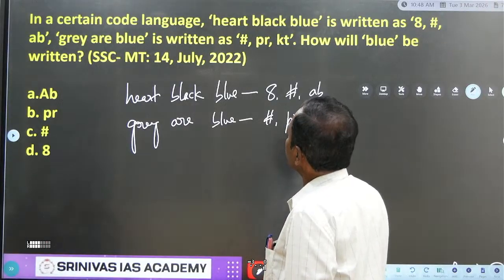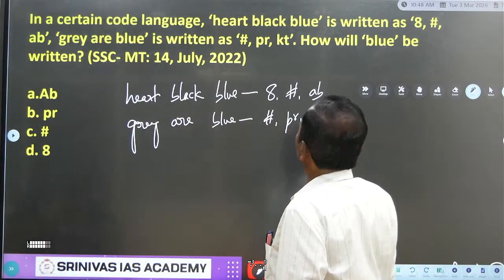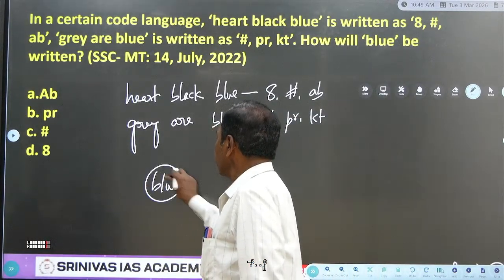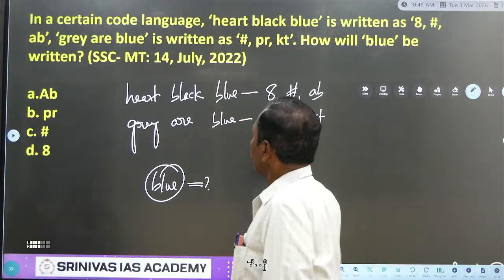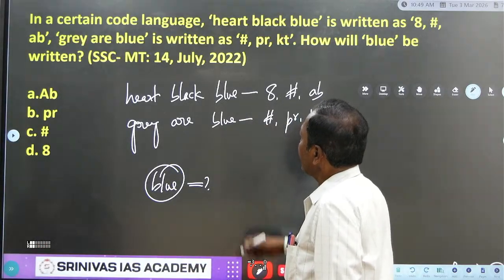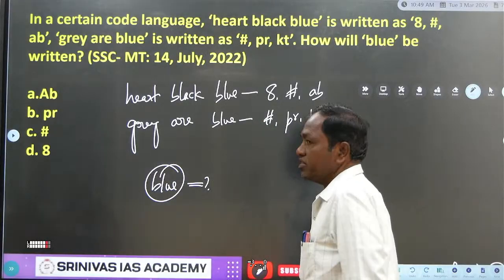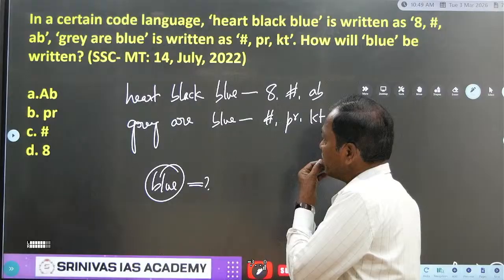Gray is written as PRKT. How will blue be written in that code? Right. So now blue, the last word is AB in one and KT in the other, it is not the same. Then you have to see the commonalities. What are the commonalities you can see?